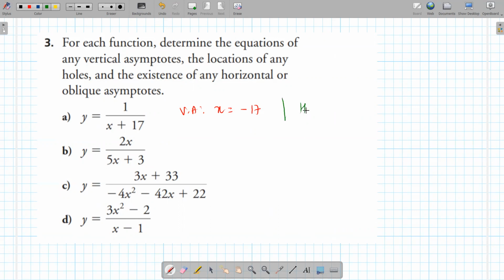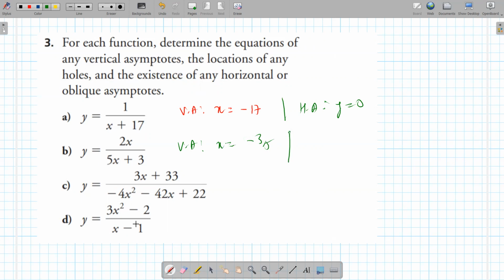What about the horizontal asymptote? 0. Right, it's at y equals 0, right? Because the degree of this is less than the degree of this. Are there any holes? There's no holes. Let's look at B. Where's the vertical asymptote? -3/5. Right, so x equals -3/5.